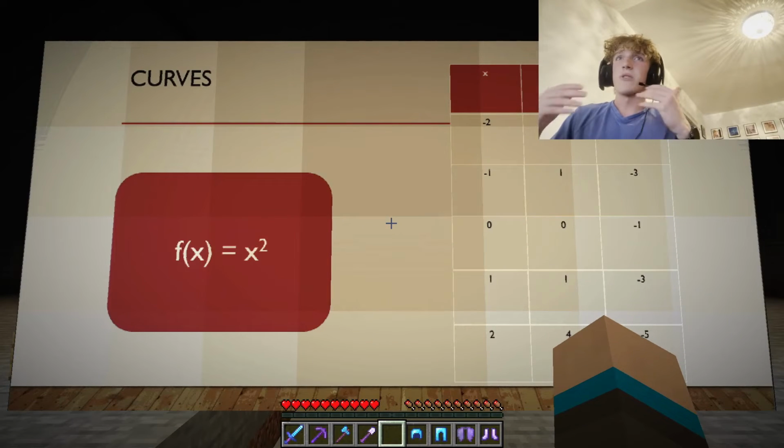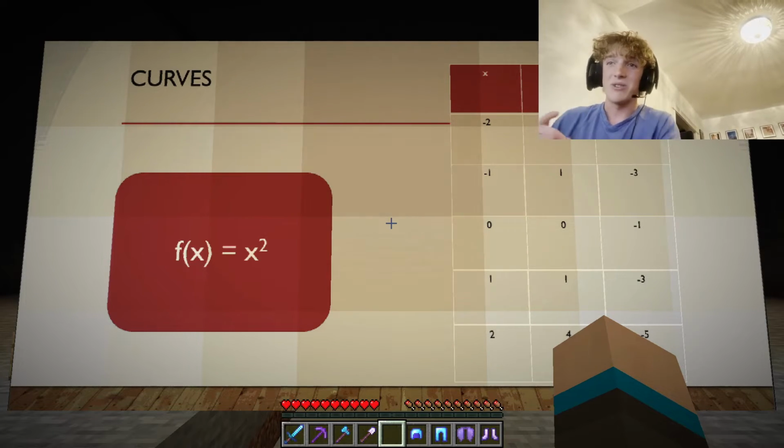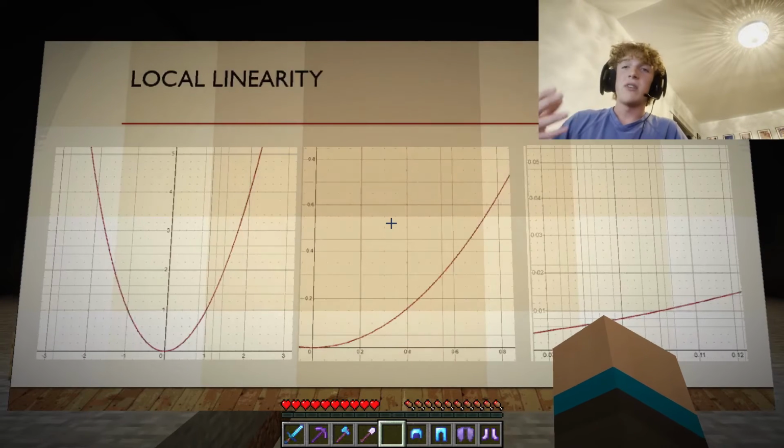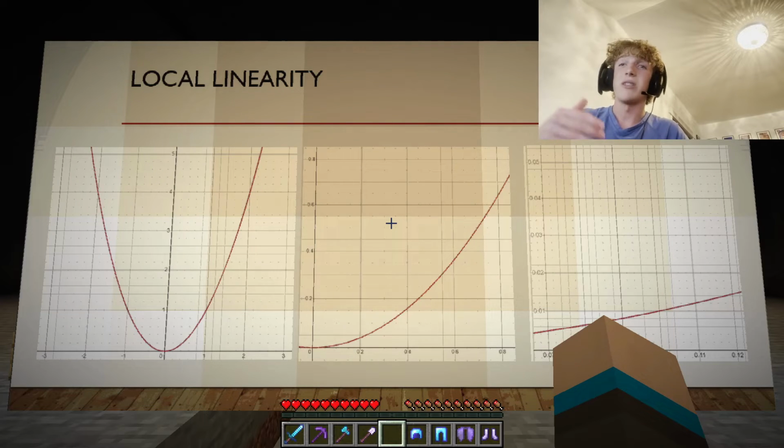This is not so simple for curves, however, as can be seen in the table of values of x squared. There is no constant rate of change, and this makes determining the instantaneous rate of change very difficult. However, the instantaneous rate of change can still be found, or at least approximated, because of local linearity.